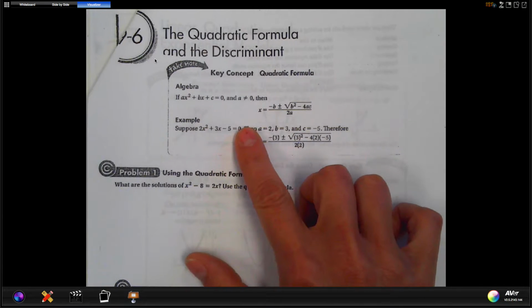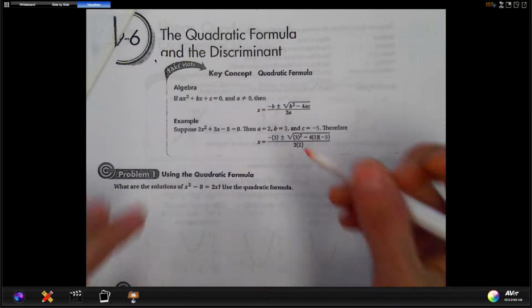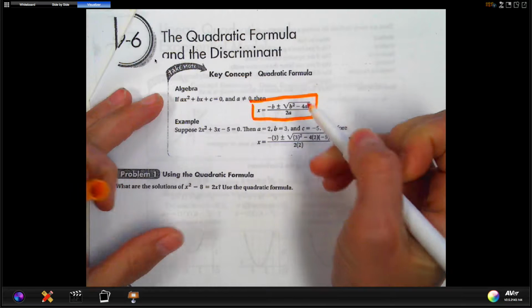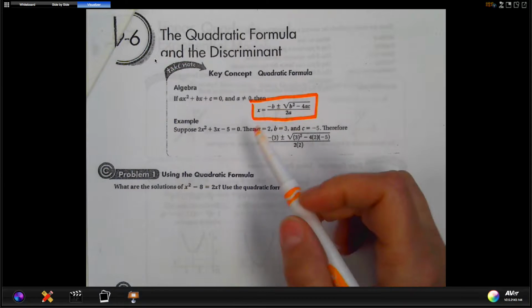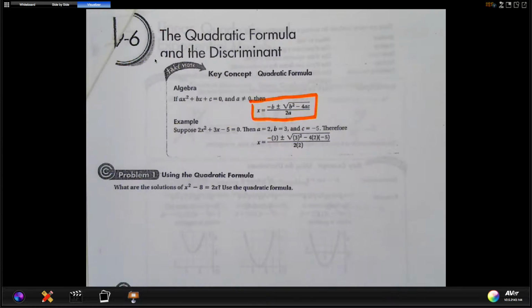So the quadratic formula, which you should commit to memory, is this. X equals negative b plus or minus. So you're going to end up getting 2 answers. You can't do it at the same time. So you would do negative b plus the square root of b squared minus 4ac, all divided by 2a. And then you would do negative b minus the square root of b squared minus 4ac, all over 2a.